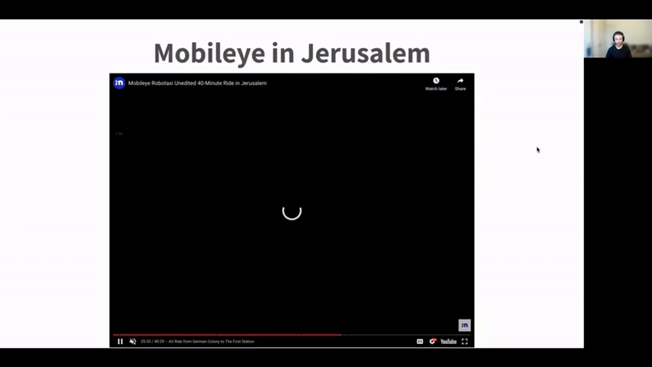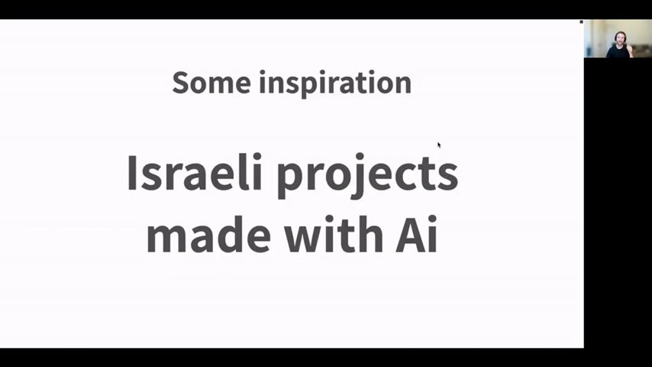Okay. So now we're going to move to the second topic of our lecture, and this is image generators. We talked a little about the future. We gave you a little taste of the impact AI is going to have on our future lives. And now I want to talk about image generation. So what do I mean by image generators? We're going to have a little bit of inspiration to show you what AI can create. This is very interesting. Some Israeli projects made with AI.